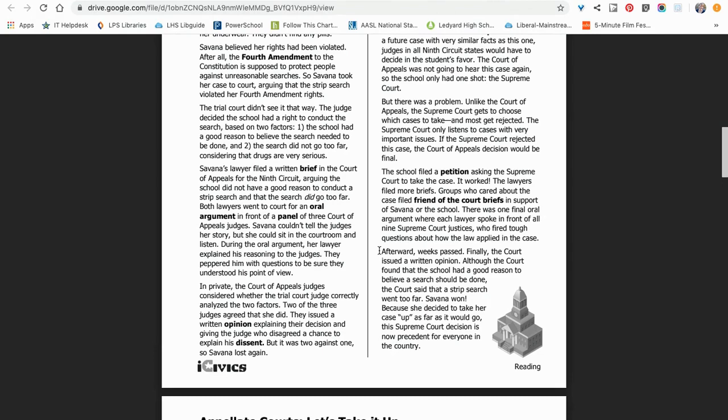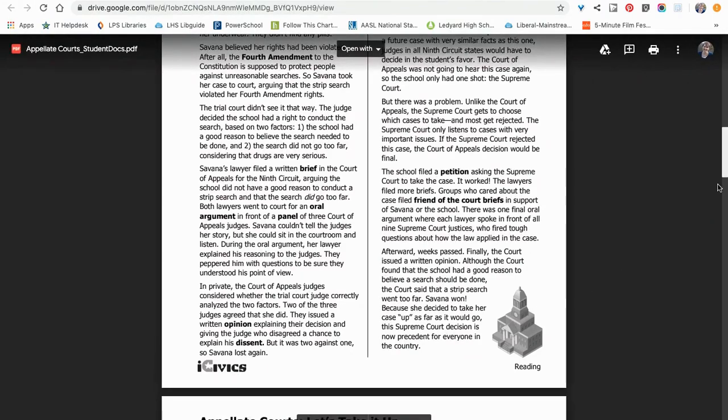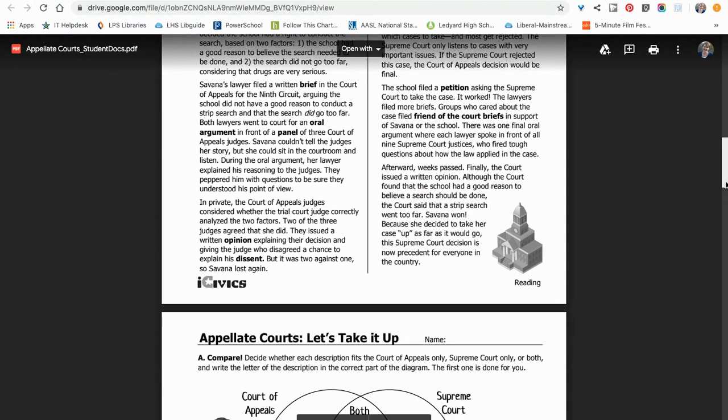Afterward, weeks passed. Finally, the court issued a written opinion. Although the court found that the school had a good reason to believe a search should be done, the court said that a strip search went too far. Savannah won. Because she decided to take her case up as far as it would go, the Supreme Court decision is now precedent for everyone in the country. So that's a pretty cool story.